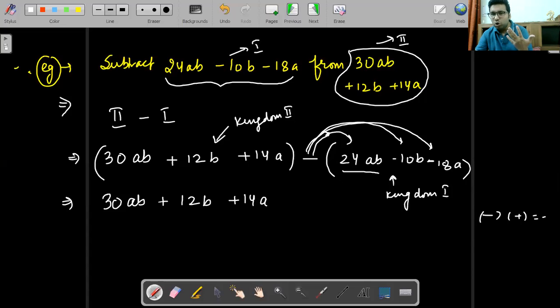So when you open the door of this second expression, what will happen? It will make 24ab into minus 24ab. Please tell me class, it will make minus 10b as plus 10b, and this minus will make minus 18a as plus 18a. So class, now the players are ready for the battle. Kritika is saying why sir. Okay, let us first talk about why sir, then we will come back to the question. Let us clear your doubts first.